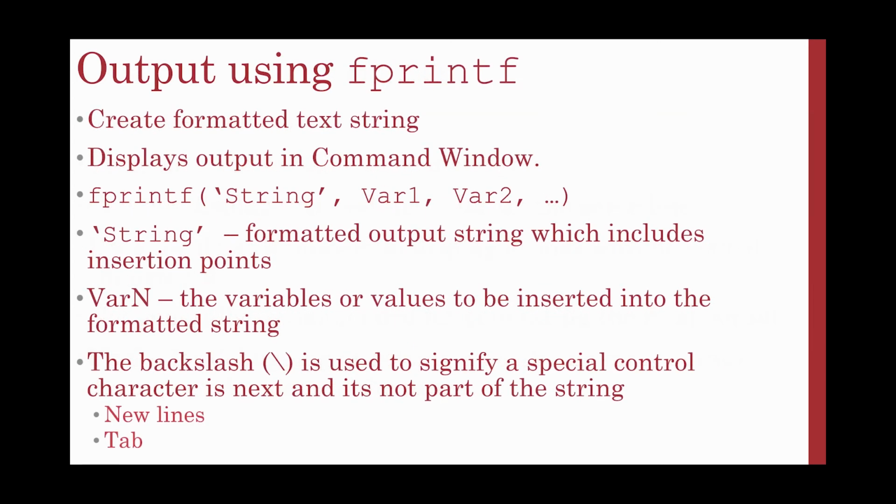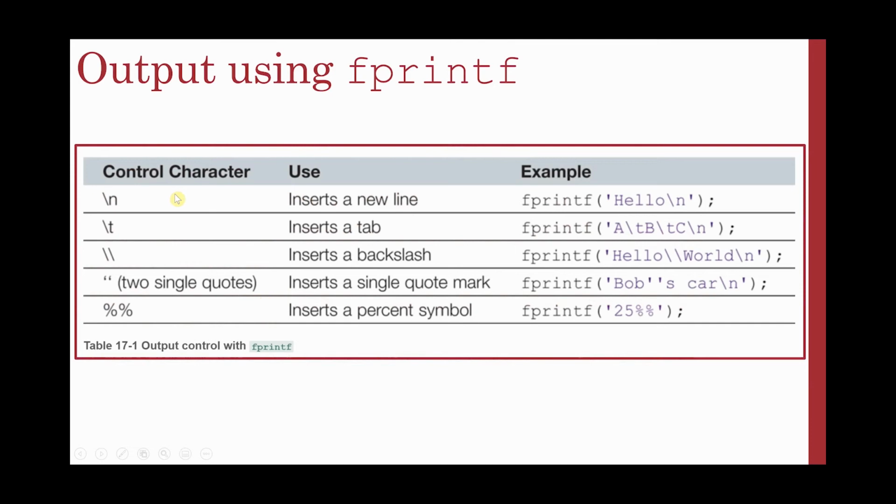Then we have fprintf. It creates a formatted text string. It controls the display output. The inputs to our fprintf command are the string that we're trying to print and the variables that we would like printed in the order that they appear. The backslash is used to signify a special control. Special controls are adding new lines or adding tabs. So \n inserts a new line.